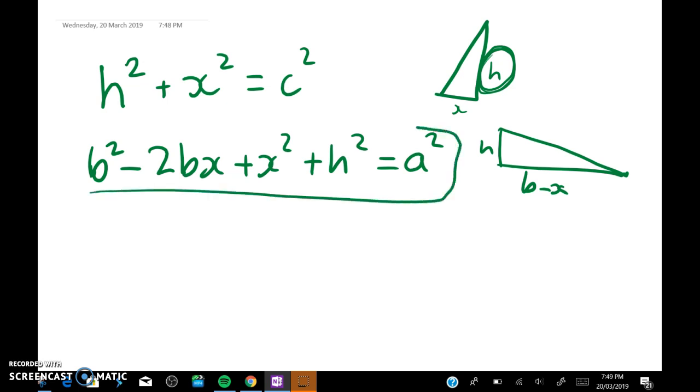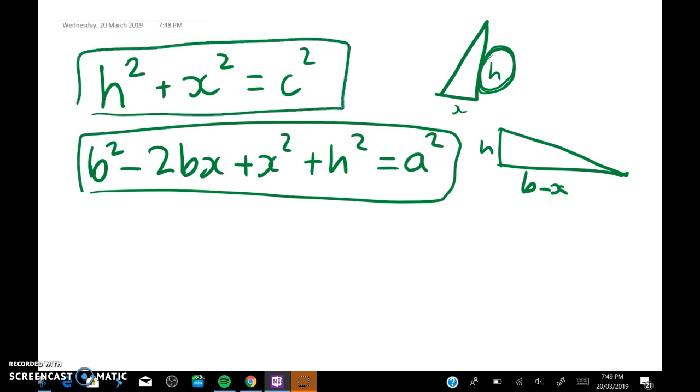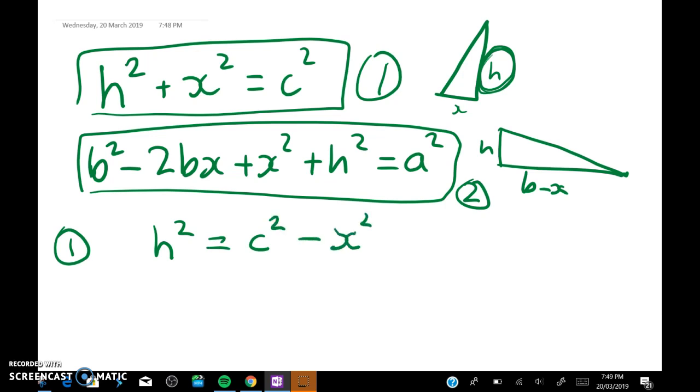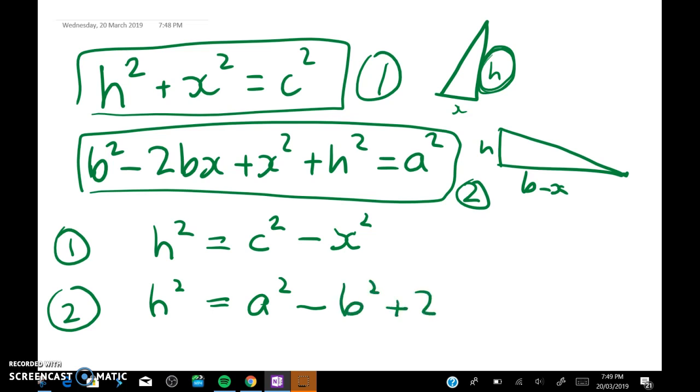So take a look here. Let's make h squared the subject of each equation. So from the first one, call this 1 and call this 2. From equation 1, we get h squared equals c squared minus x squared. And from equation 2, we get h squared is equal to a squared minus b squared plus 2bx minus x squared. All right, so all I'm doing to do that is I've got a squared here, and I'm just subtracting these things from both sides.